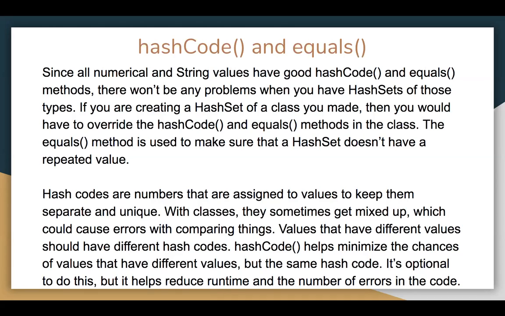With classes, values sometimes get mixed up when you're creating them, and that could cause errors with comparing things. Values that are different should have different hash codes. Creating a hash code helps minimize the chances of values that are different having the same hash code. It's optional to do this, but it does help reduce runtime and potential errors in the code.